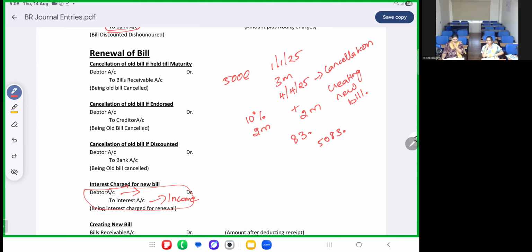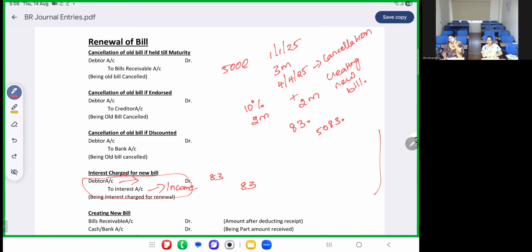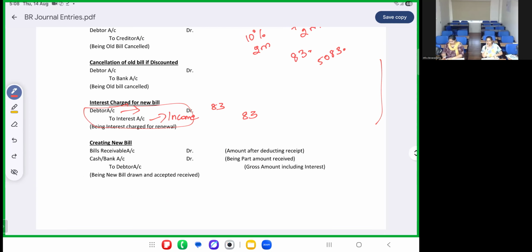How I'll charge? Debtor account to interest account 83. Then bills receivable account is how much? And say suppose in that 5,083, he is telling me I will pay 1,000 rupees. I can only pay 1,000 rupees. So he has paid 1,000 rupees. So rest how much is the amount? 4,083 rupees. We are drawing a bill.